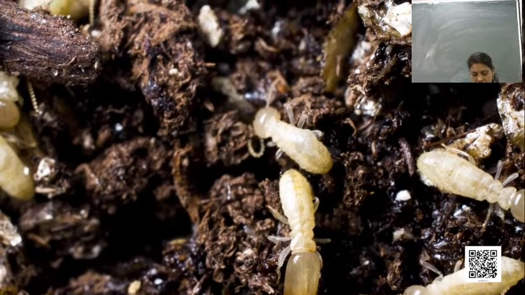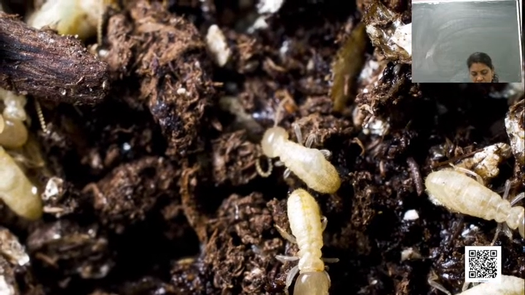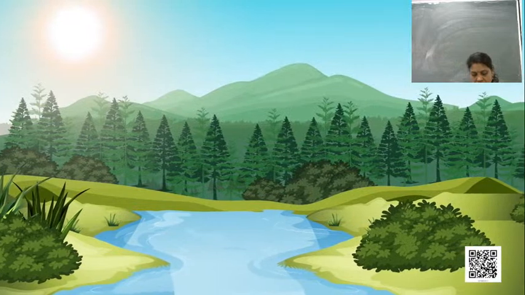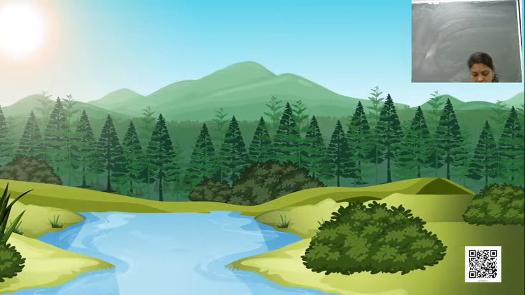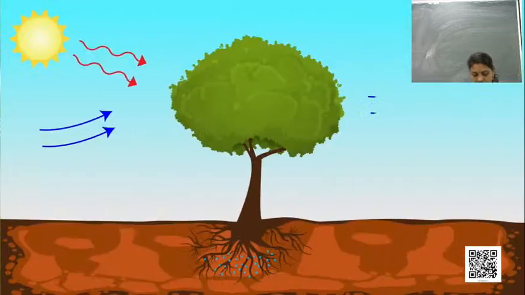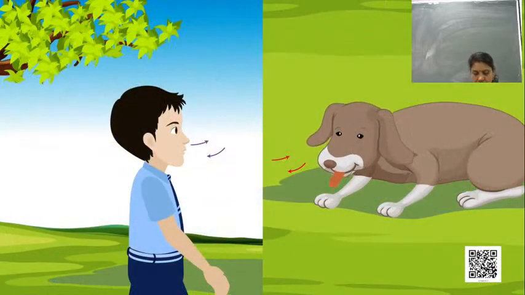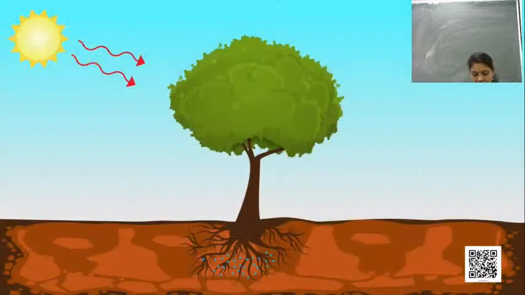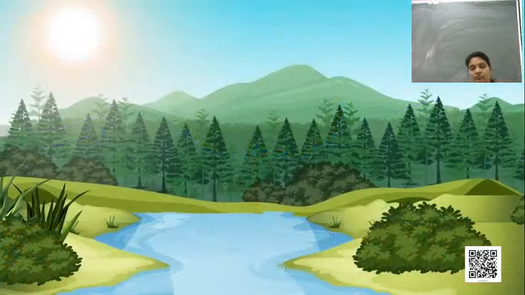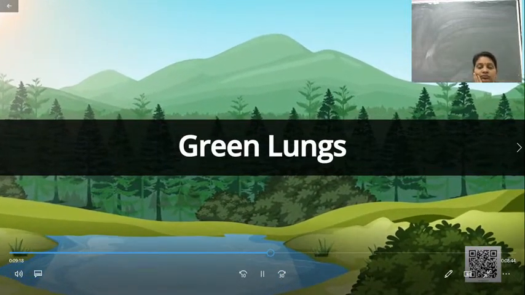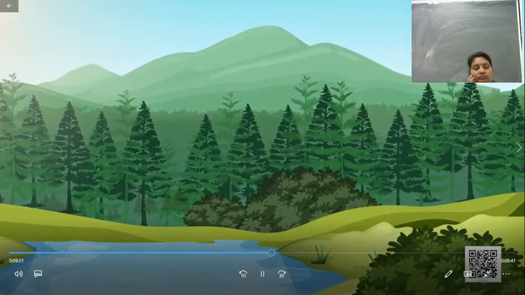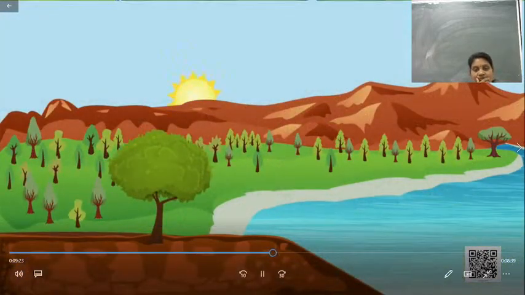Students, in the beginning, I asked you a question. Why are forests called green lungs? Students, plants release oxygen through the process of photosynthesis. The plants help to provide oxygen for animal respiration. They also maintain the balance of oxygen and carbon dioxide in the atmosphere. That is why forests are called the green lungs of the earth. If there were no green lungs, our lungs would have been of no use.